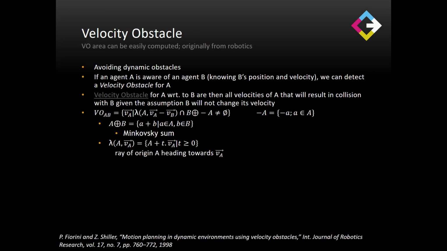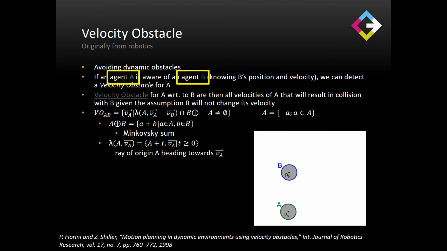So first, velocity obstacle. Velocity obstacle for agent A with respect to agent B are defined as all velocities of agent A that will result in collision with B, given the assumption B will not change its velocity. It has a nice vector definition that has a good geometry interpretation, so let's construct that step by step. First, we have two agents A and B with their collision radii. Agent A is aware of agent B. That is, it knows about B's position and velocity. Example situation is depicted here.